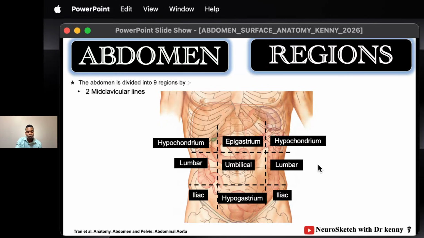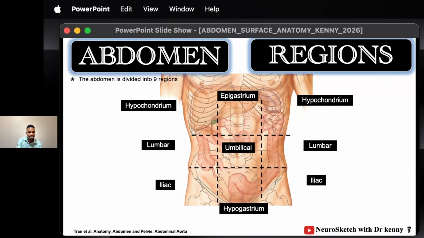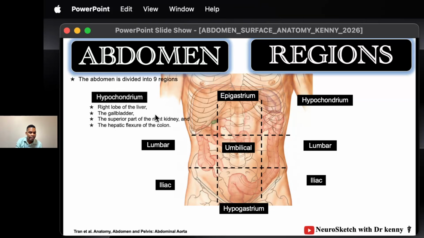So the job here is to know the organs which are found in these regions. We're going to start with the hypochondrium region. Don't try to memorize all this at once. You are going to understand them slowly as we go through the viscera of the abdomen. We are going to discuss the liver separately, the pancreas, and the stomach, so you will understand slowly. Do not attempt to memorize all at once. But I will tell you, these are typical, and this one you should know.